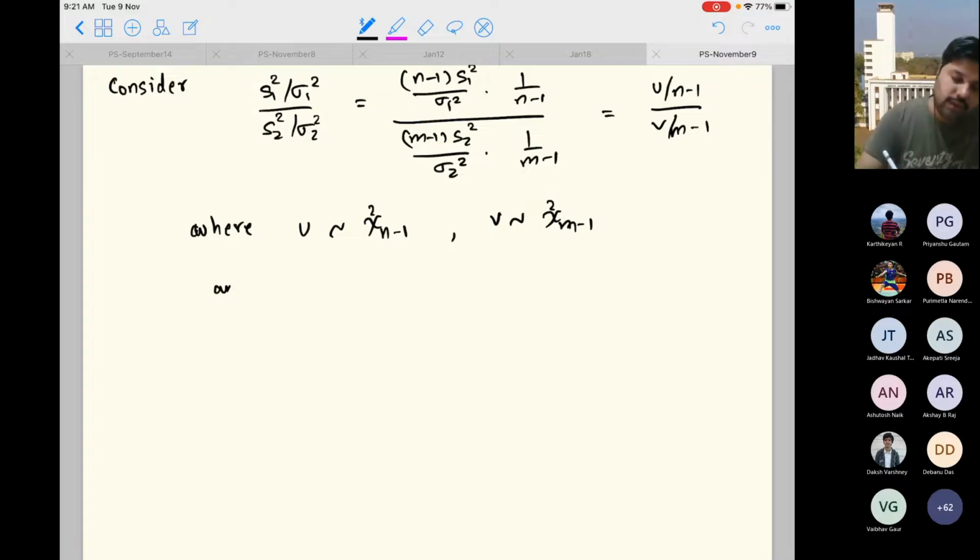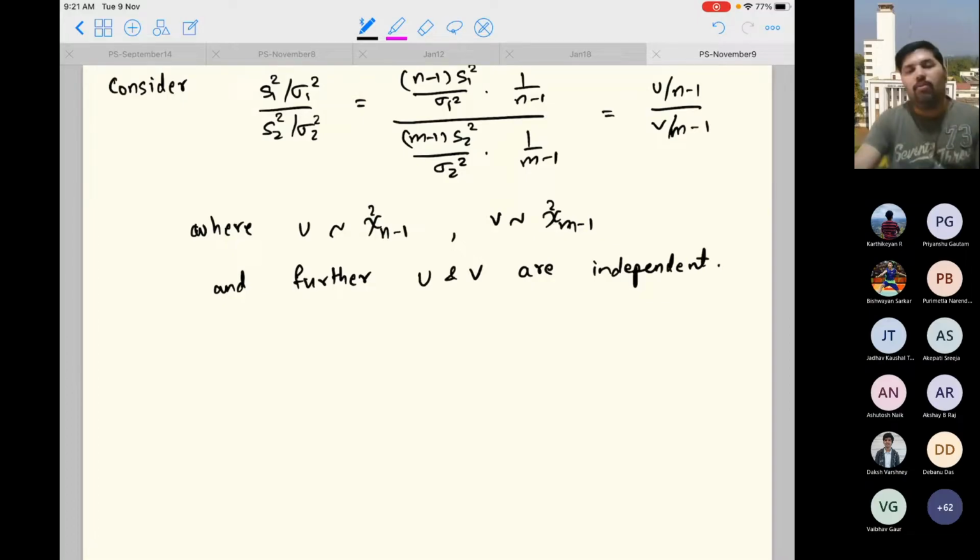And further, u and v are independent. Is that okay? So what is it that we are looking at? We are looking at a ratio of two chi-square random variables, each divided by its degrees of freedom. That is what we are really looking at, and we are interested in finding the density of this, where u and v are independent. So in general, what do we want to do?